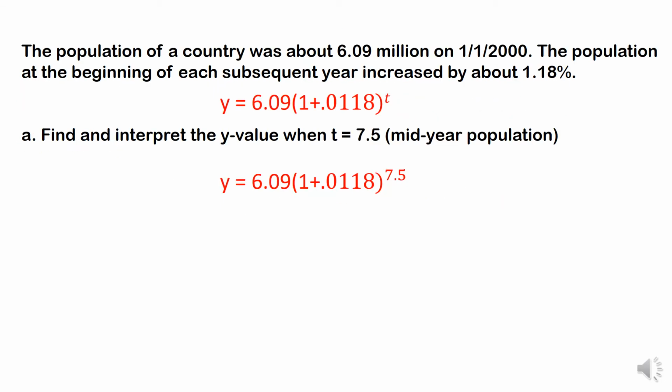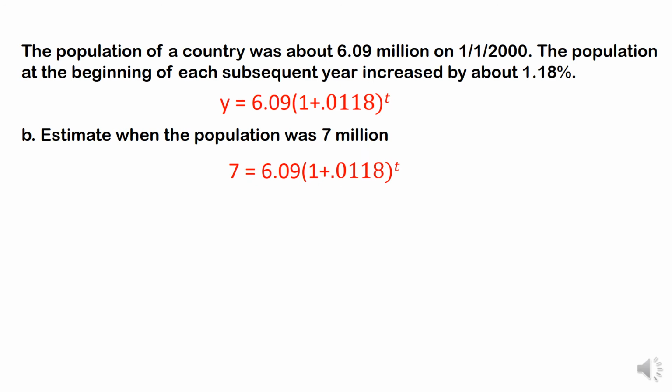Okay, so now we've got all that information. Part a is find and interpret the y value when t equals 7.5. That's a mid-year population. So what you're going to do first is add these. You get 6.09 times 1.0118 to the 7.5. So now you put that in your calculator and you have to calculate this first. We did parentheses, now we're doing the exponent, and then we go back and multiply 6.09 times whatever that calculated out to be, and we get approximately 6.65 million after 7.5 years. Okay, so that's a big jump. That's an increase of about 0.54 million people.